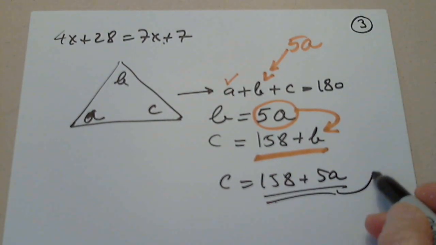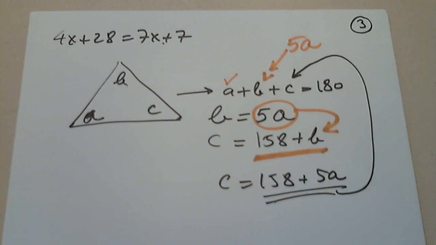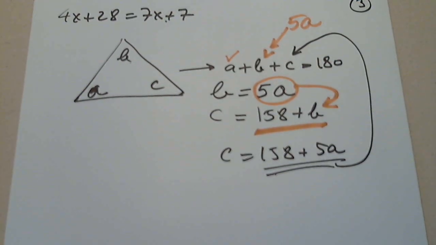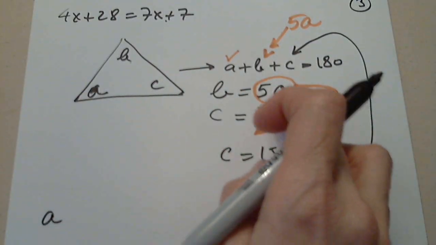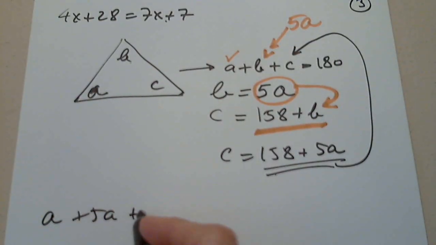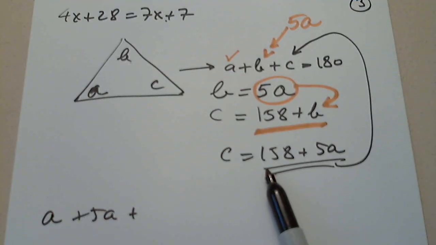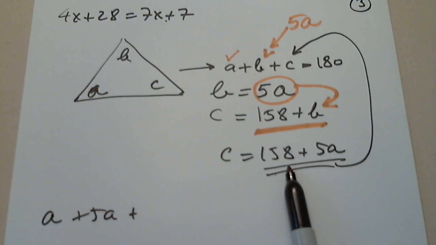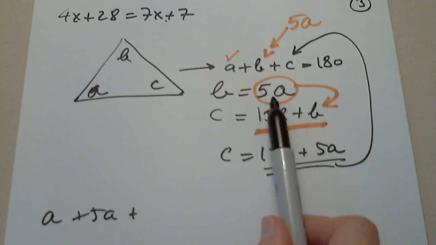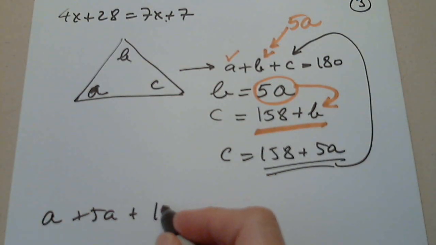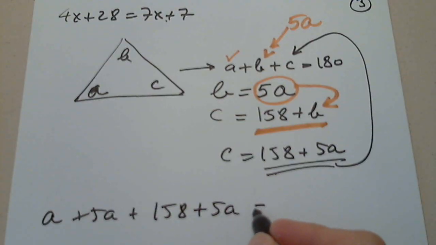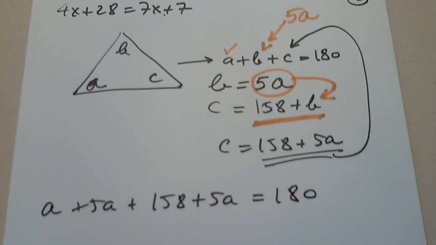This is what we need to plug in for C. Why? Because I need the equation to change into an equation with one variable. That's the only one I can solve. So A stays. B gets replaced by 5A. And C gets replaced by 158 plus 5A, because B is 5A. So A plus 5A plus 158 plus 5A equals 180.